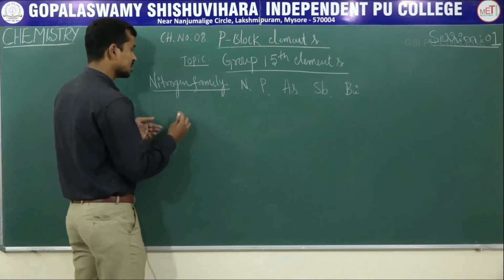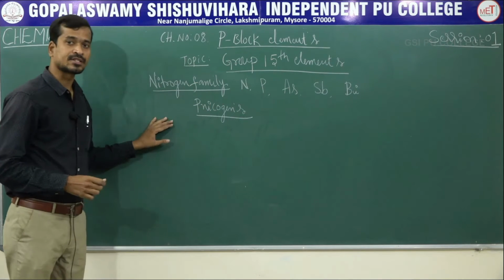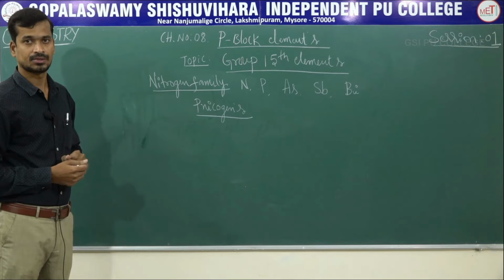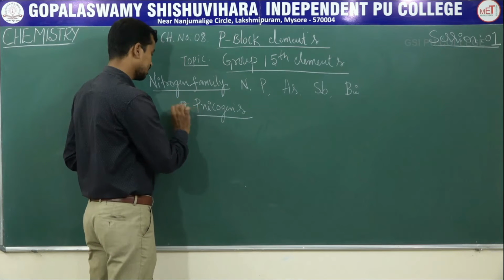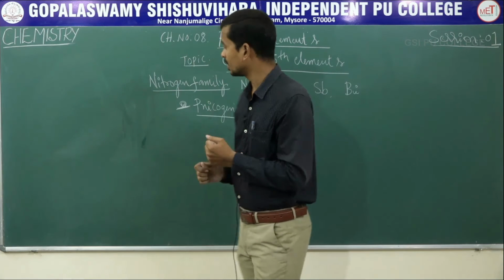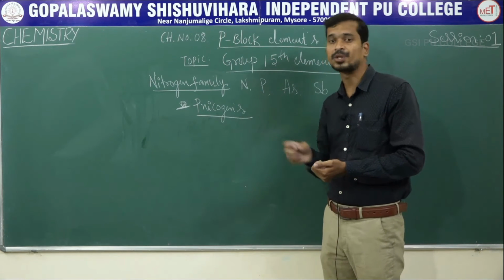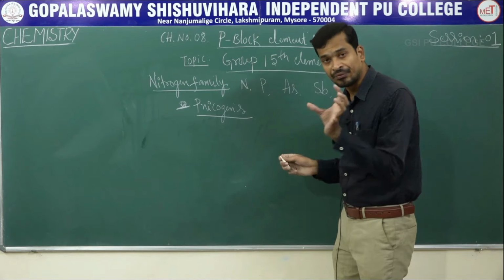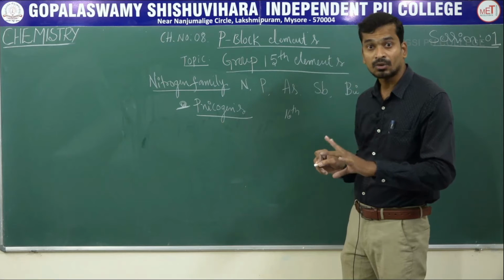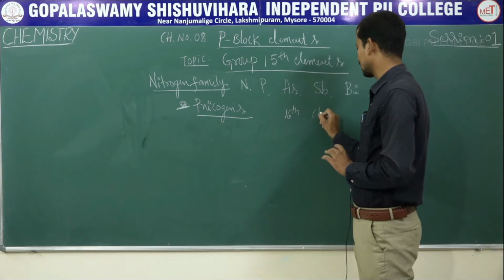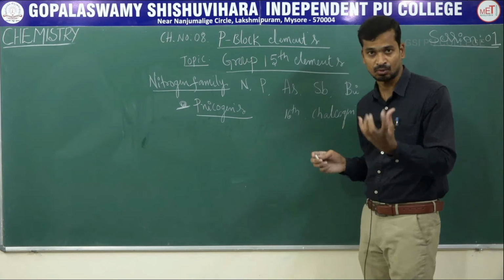Group 15th elements are also called pnicogens, meaning they produce suffocating gases. This is an important concept in group 15th elements. Group 16th elements are also called chalcogens, meaning the ore forming elements.